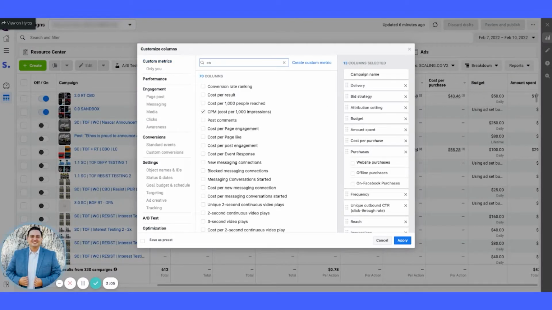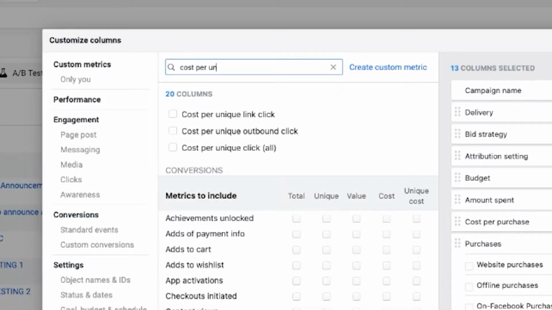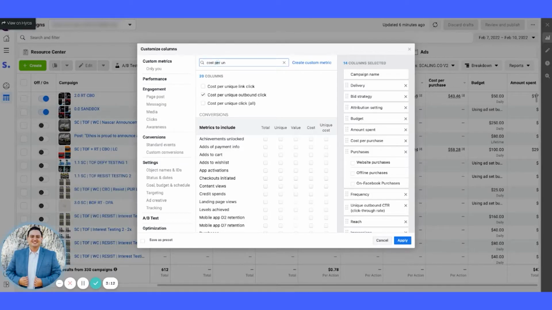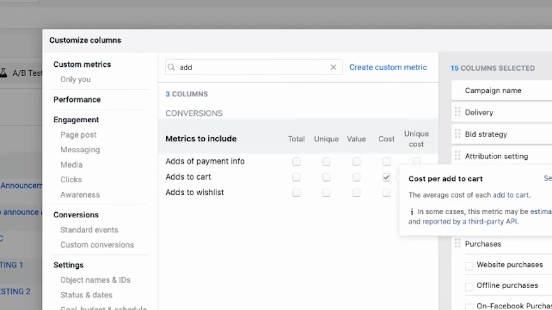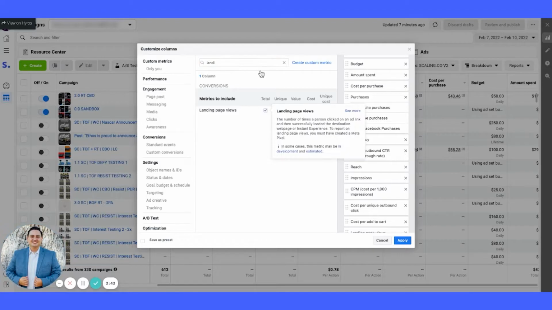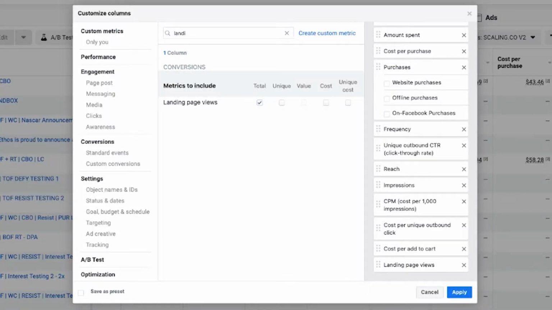Okay, now we get into the cost of things. So cost per unique outbound link click, basically how much is it costing us to get people off of the platform and onto our site, right? Add to cart, cost per add to cart. Landing page views, total. So we'll see our landing page views there.